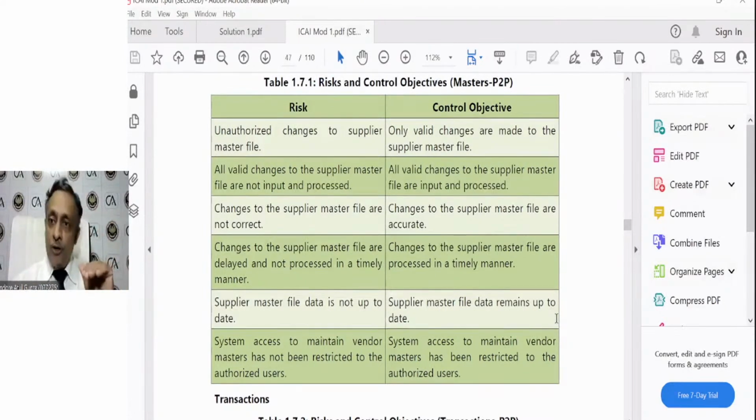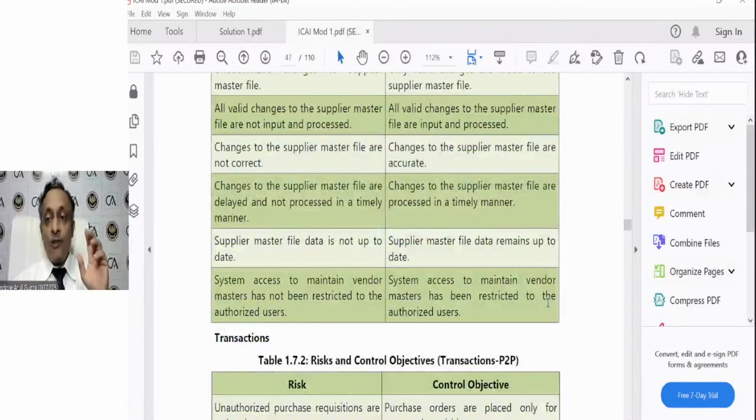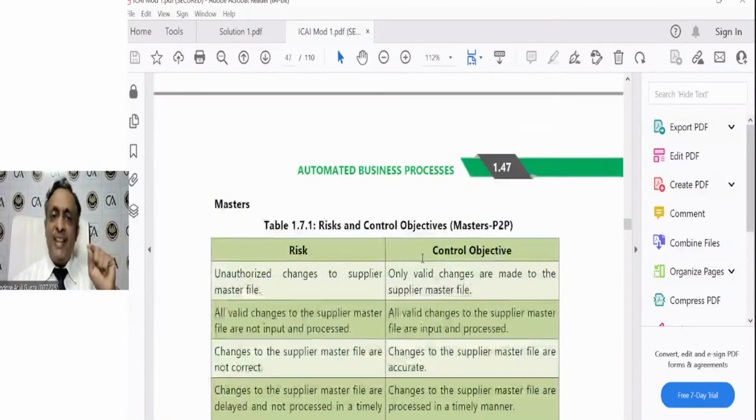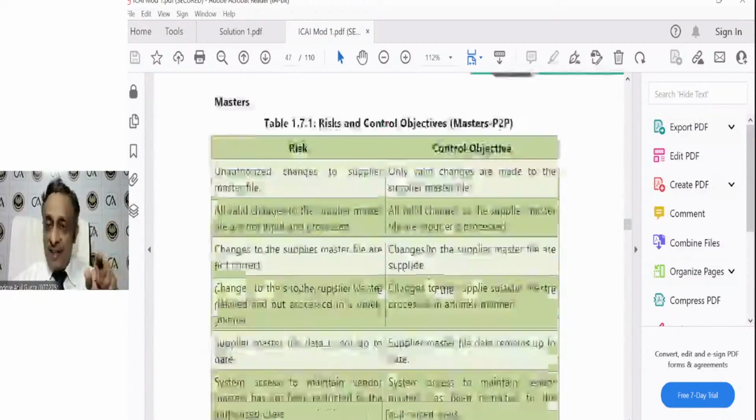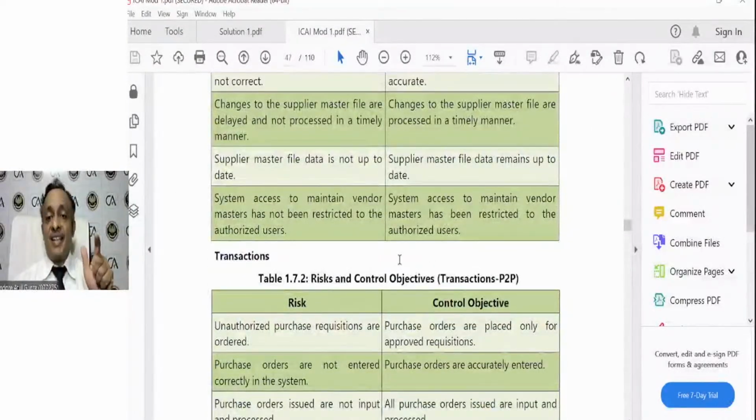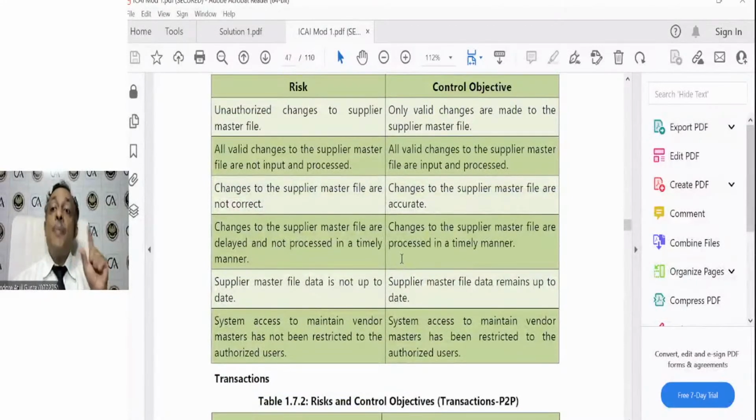Now on procure to pay, transaction related issues. For each of the discussions, there are two tables. These two tables I am going to discuss in thorough detail. And for the others, I'm going to pick points which I found need more discussion. So the question in the exam could be: in procure to pay, what are the risks and controls at master level and what are the risks and controls at transaction level? Right now, the discussion was master level, the configuration setting. Now we are going a step down, to transaction level. Let us see.